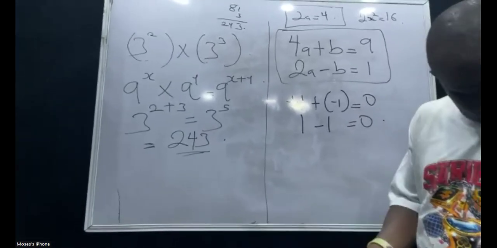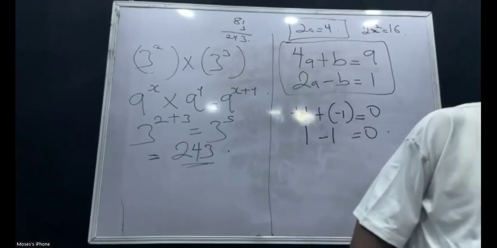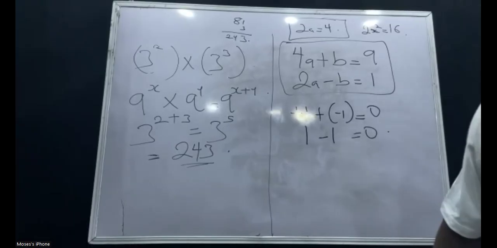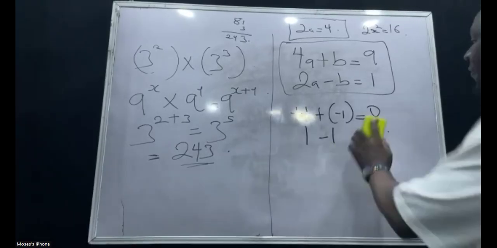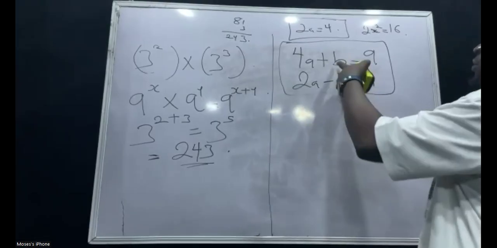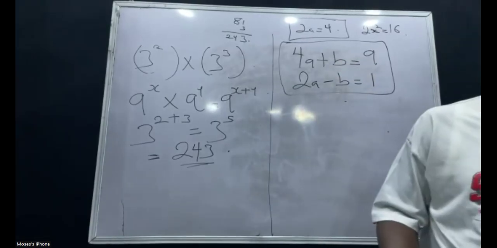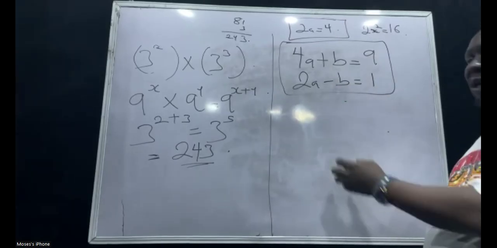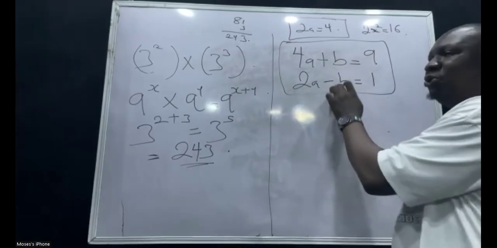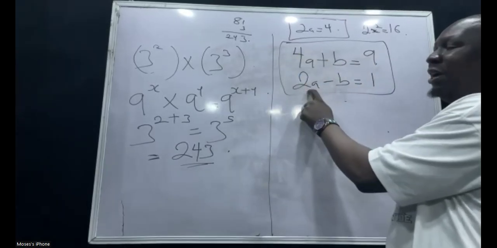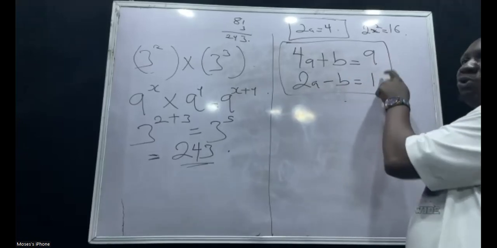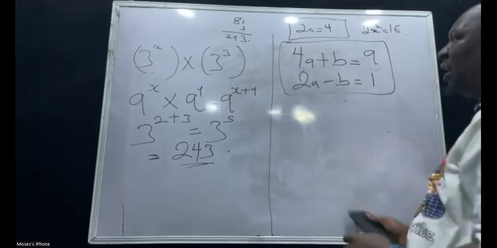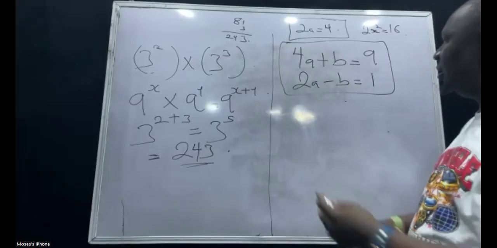Which means that if you have plus B minus B, it's going to give you 0. Since we are adding, the same operation that you do with your B is the same operation we do with your A, and the same operation we do with your numbers. Now, let's add this together. 4A plus 2A is 6A.